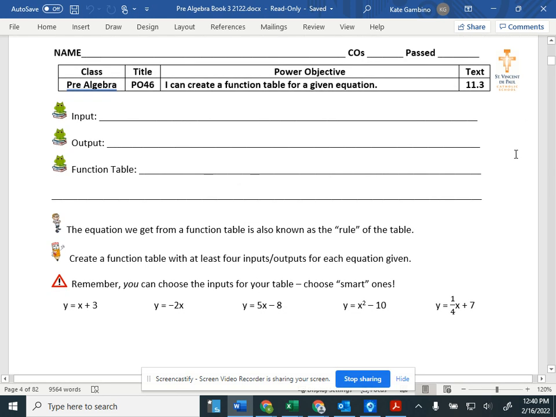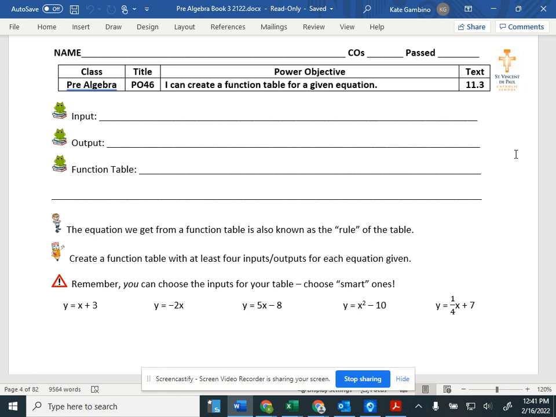Good afternoon. Today we are starting our new unit, Unit 8. This is going to be working with functions. Today we're going to be doing PO46. I can create a function table for a given equation.